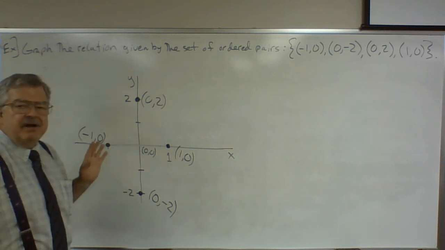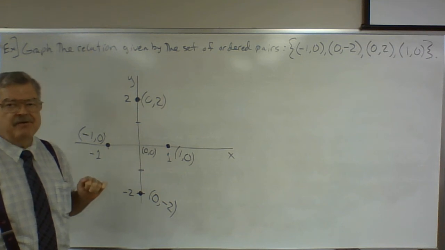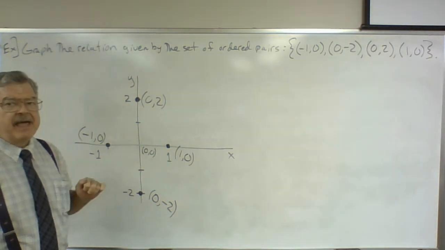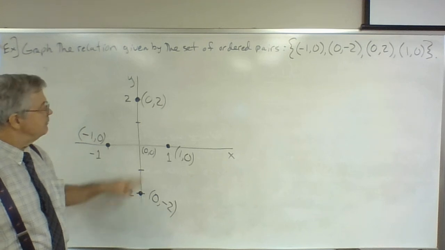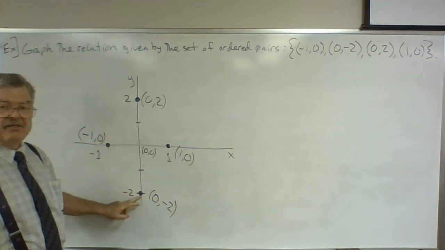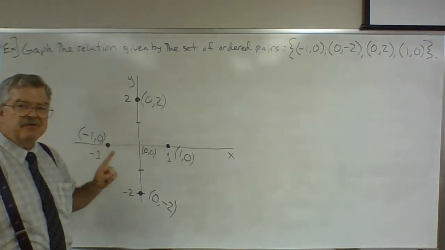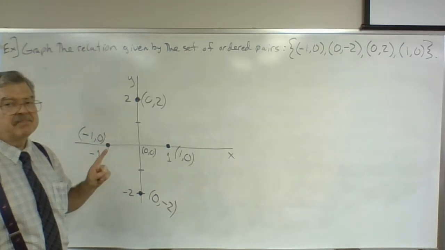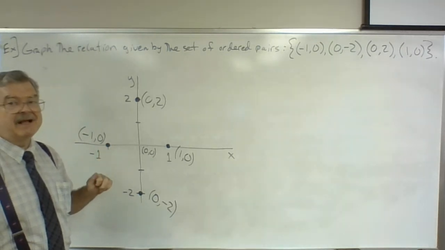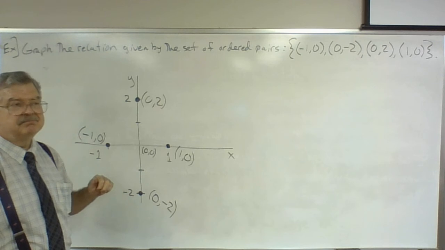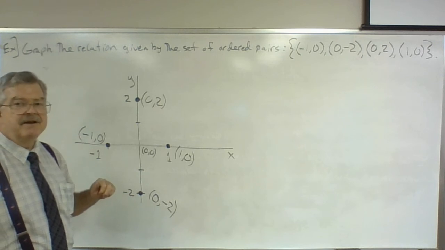But any time that we have the graph of a relation and we have 2 points on that relation that lie on the same vertical line, then we ain't got a function. We ain't got none.